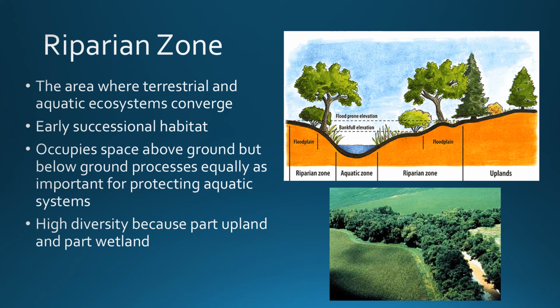So it occupies the space above ground, but there are also below ground processes like the root processes that are equally important for protecting these aquatic systems by filtering out nutrients, shoreline stabilization, things like that. And they have a super high diversity because they're part upland and part wetland, with partial flooding. So it hosts a whole lot of species of plants.